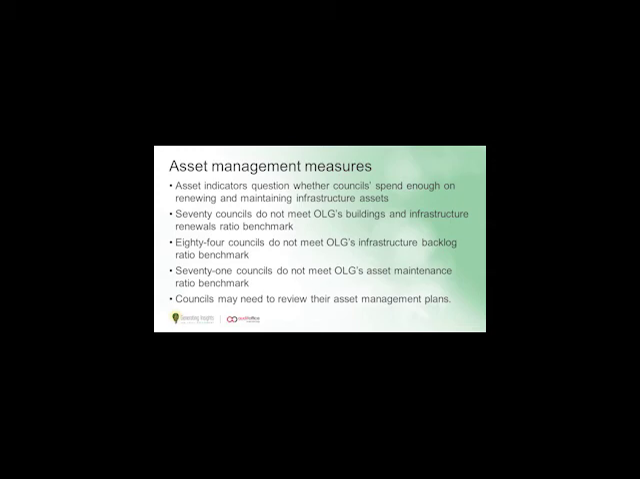The third measure, the asset management ratio, compares the council's actual asset maintenance expenditure to the amount that they said they were going to spend in their asset management plan. OLG sets a benchmark of greater than 100%. So achievement of that benchmark would indicate that, possibly, a council is investing enough funds to sustain their assets in a functional state, so that they can reach the end of their predicted useful life. 71 councils do not meet OLG's asset maintenance benchmark.